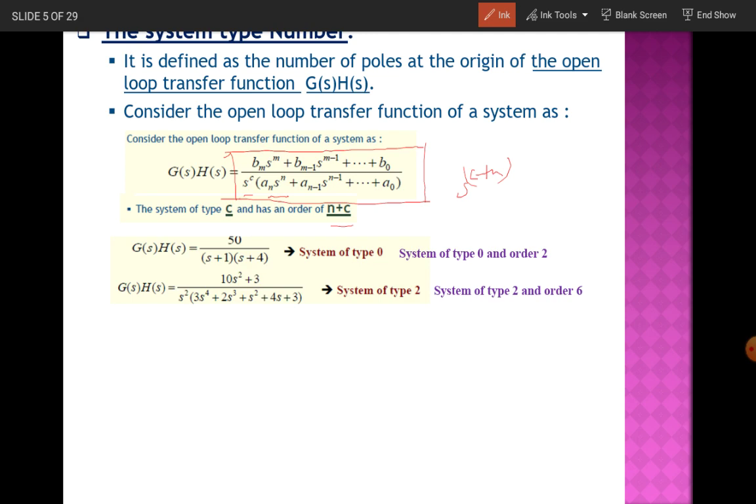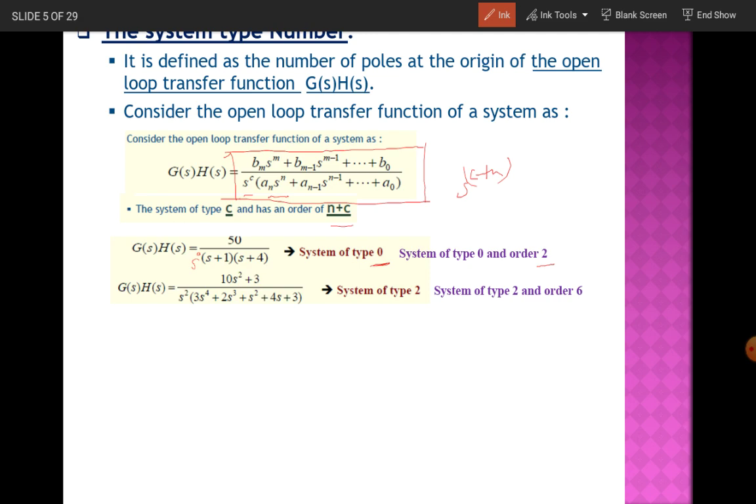So now we take an example. The open loop transfer function G of S H of S is given as 50 divided by S plus 1 into S plus 2. So here the pole at the origin is S power 0, so the type of system is 0. This is a type 0 system. But when you multiply all the S terms, you will get S square, so it becomes a second order system.